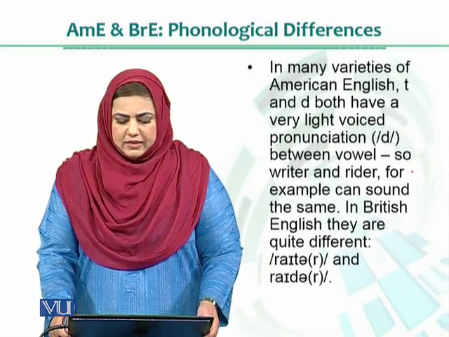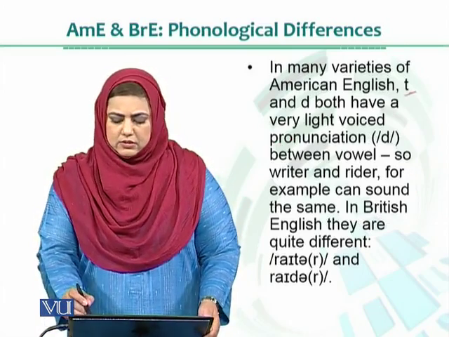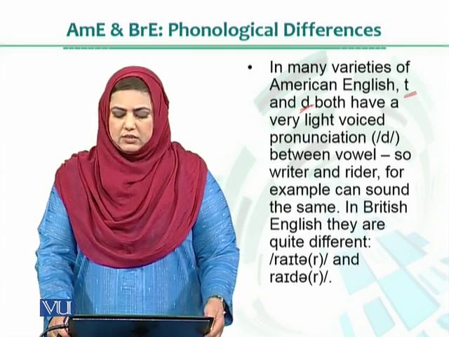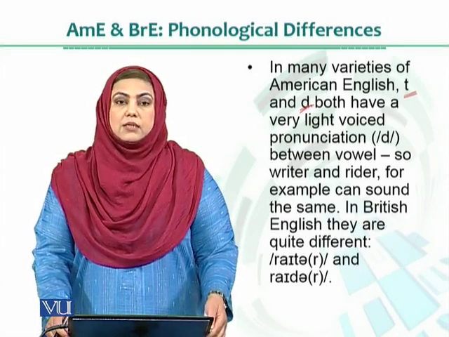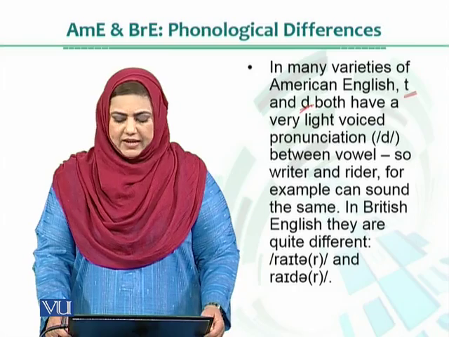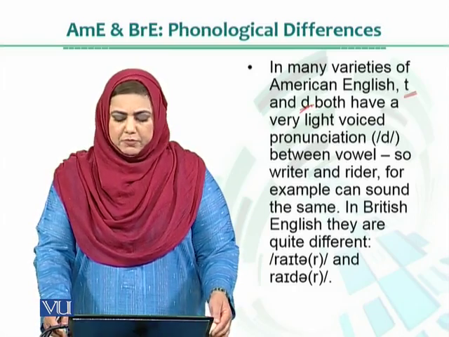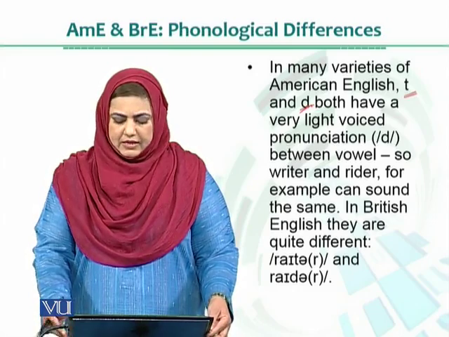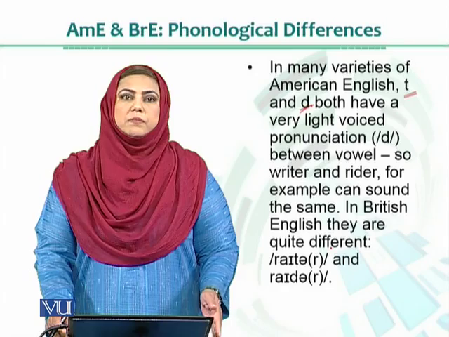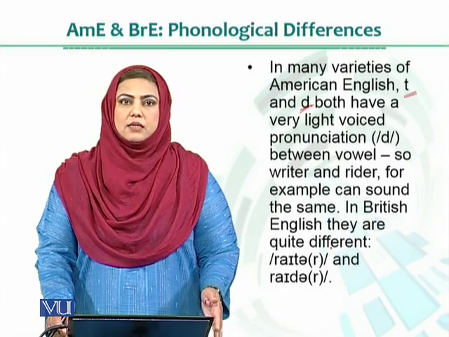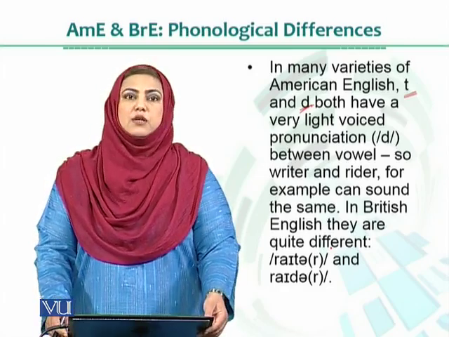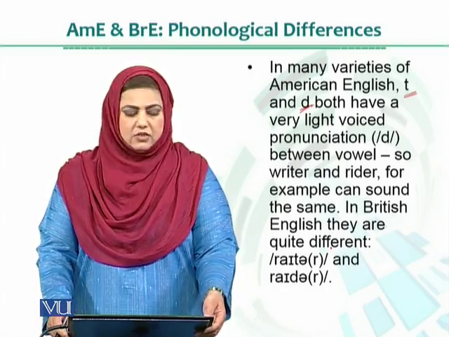In many varieties of American English, t and d sounds both have a very light voiced pronunciation between vowels. So writer and rider, as we pronounce them, would be pronounced almost in the same way in American English. Whereas when you go to British English, they are quite different. British English would be writer, rider, with d and t clearly pronounced with a difference, whereas American English would not do so.